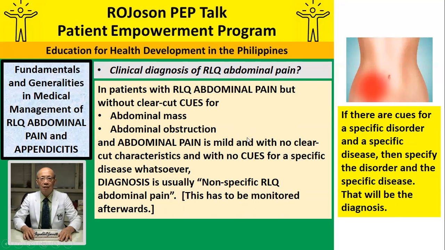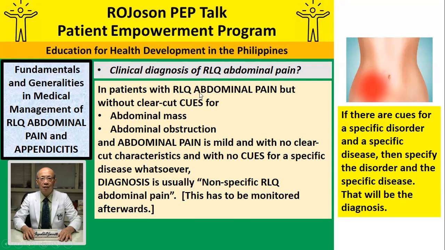But let's talk about the so-called non-specific right lower quadrant pain. This is a possible diagnosis. It can happen a lot of times, in which you cannot really specify the specific diagnosis, and in due time it can disappear by itself. So this is the general rule of thumb.